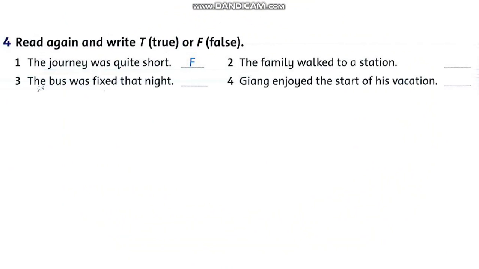Part 4. You read the text again and write true or false. Example number 1. The journey was quite short. It is false. Number 2. The family walked to the station. No, so we write F. Number 3. The bus was fixed that night. It's true. Number 4. Zhang enjoyed the start of vacation. Yes, it's true.